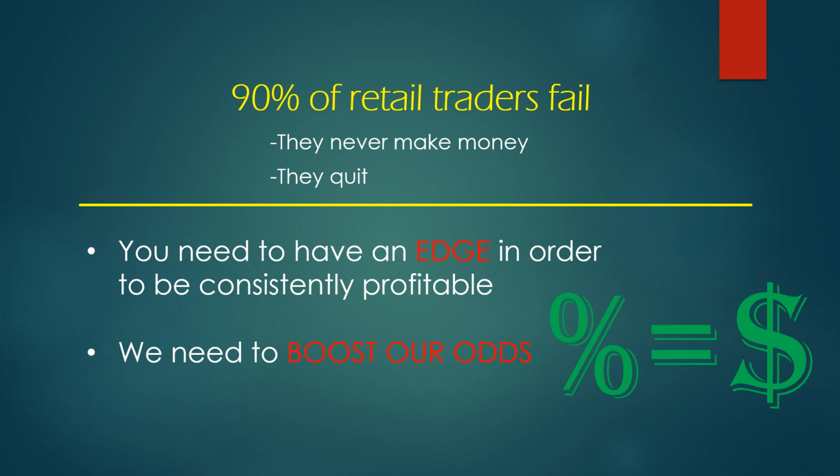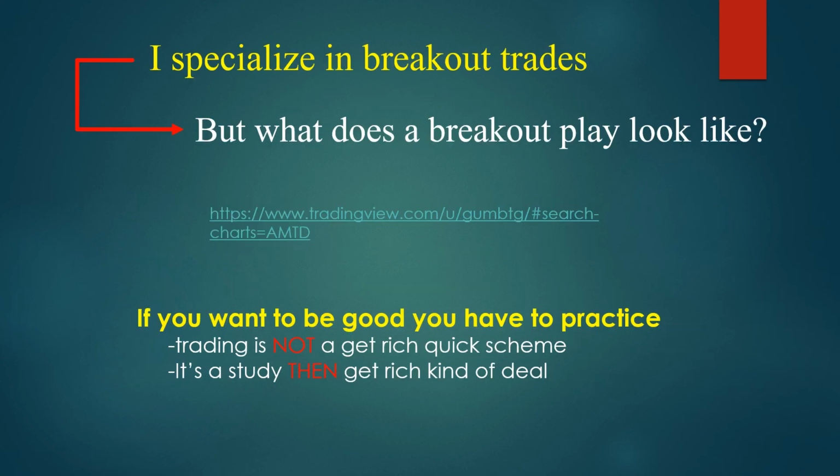Remember last time we talked about how 90% of retail traders fail. They never make any money. They quit. In order for us to actually make money in the market, we need to have an edge in order to be consistently profitable. When you're able to add an edge to your trading, that's when you can actually make some money. That's when you can actually be consistently profitable and be successful at trading.